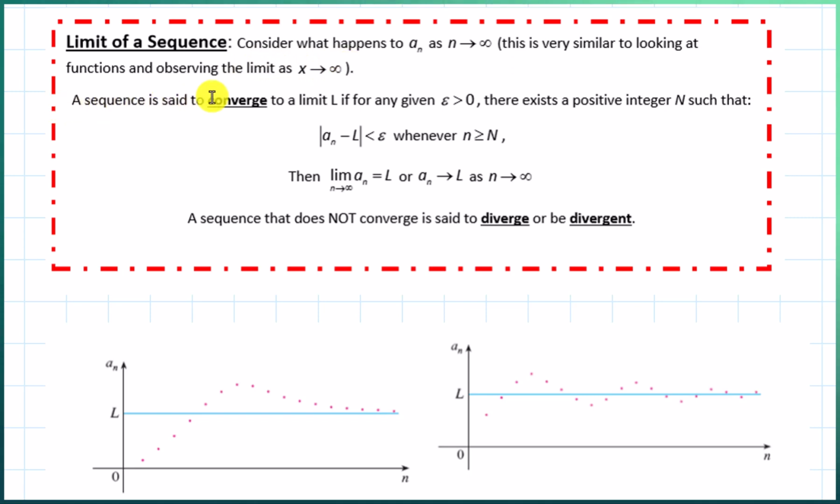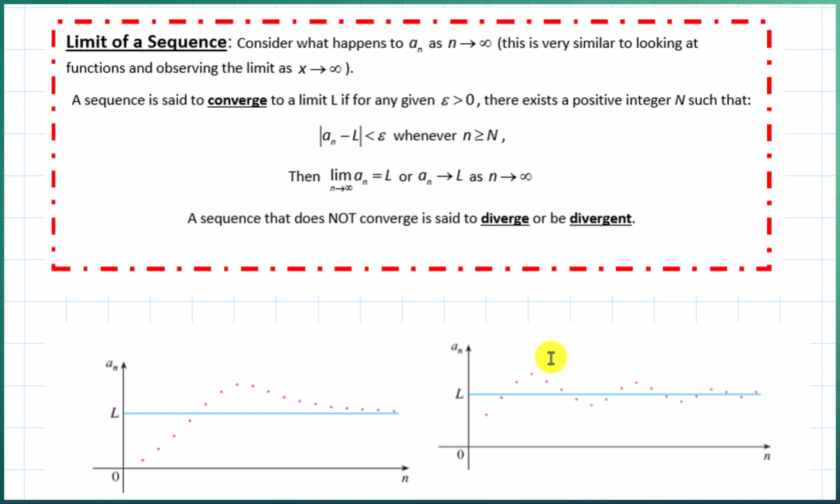So we say that a sequence is said to converge to a limit L if for any given epsilon greater than 0, there exists a positive integer N such that the distance between, that's when we take absolute value of a difference right here, the difference between the terms in the sequence minus L, a sub n minus L, that's the distance between the terms and L when we put it into absolute value, is less than epsilon whenever n is greater than or equal to capital N. And then we can say that the limit of a sub n as n is approaching infinity is equal to L, or we could even use our arrow notation, a sub n approaches L as n goes to infinity. A sequence that does not converge is said to be divergent.